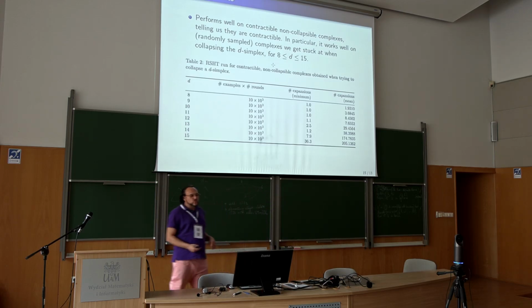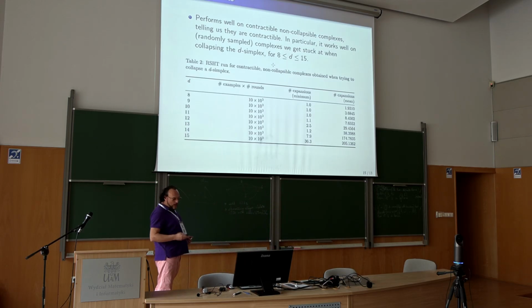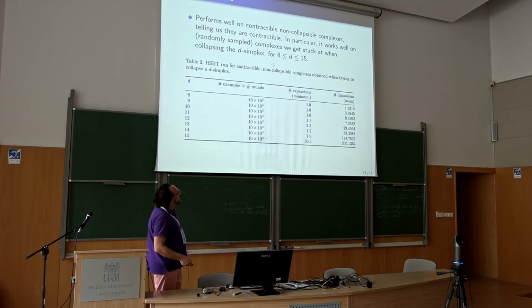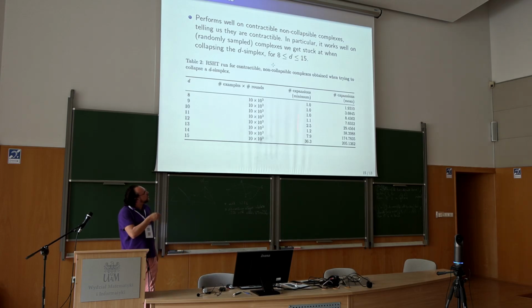Another thing that it could be used on: these are the type of weird examples that would pop up when you collapse a simplex. Again, for all of them, it's easy to see that they are contractible using this new strategy, this random simple-homotopy theory, collapses and anti-collapses. You see that here the number of expansions is relatively small. We also recorded the minimum.